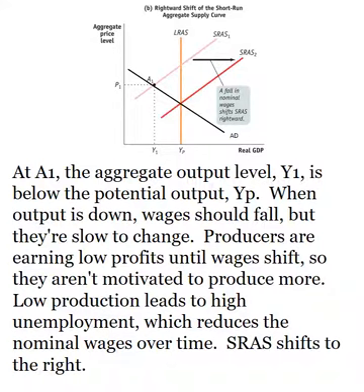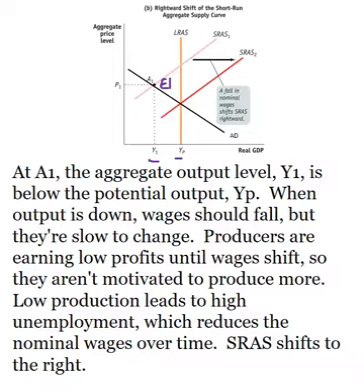We have one more example here of the opposite situation where our current output level, A1 is here. Our current output level, Y1, is below, it's to the left of our potential. So output is down. If output is down, we're not making very much stuff. People are going to get fired. If people are going to get fired, wages should start falling, but it takes them a while because they're sticky. With that low output, that also means profits are low.